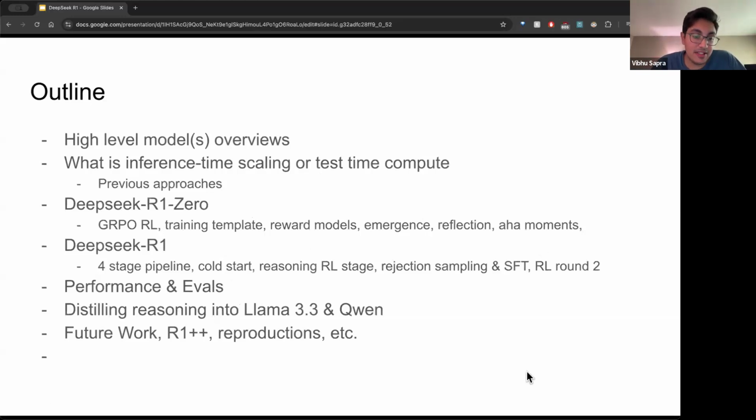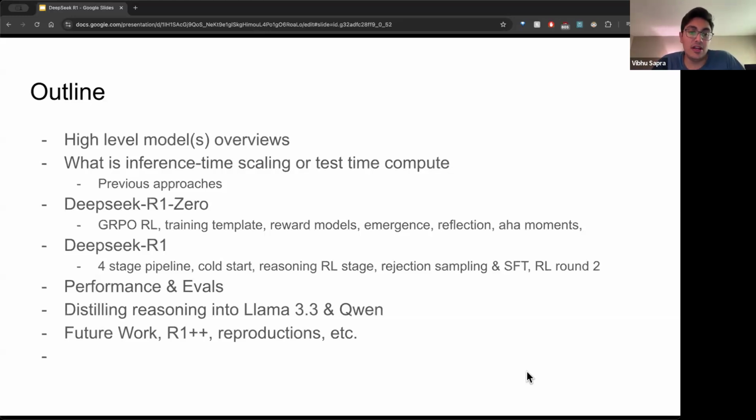Then we'll talk about performance evals. Then a really cool thing they did with distillation. They distilled Llama 3 and Qwen models into R1 models, and they just kind of dropped this real quick. They broke the US economy. They're like, not only do you get R1, you also get Llama R1, you get Qwen R1, you get R1-Zero, which isn't a chat model, you get everything. And then they have future work.